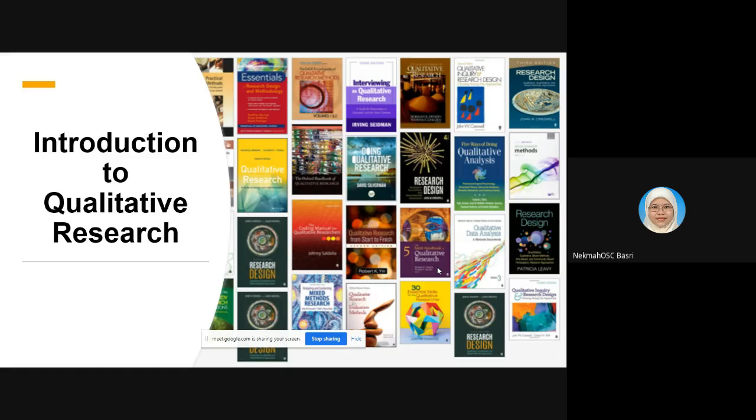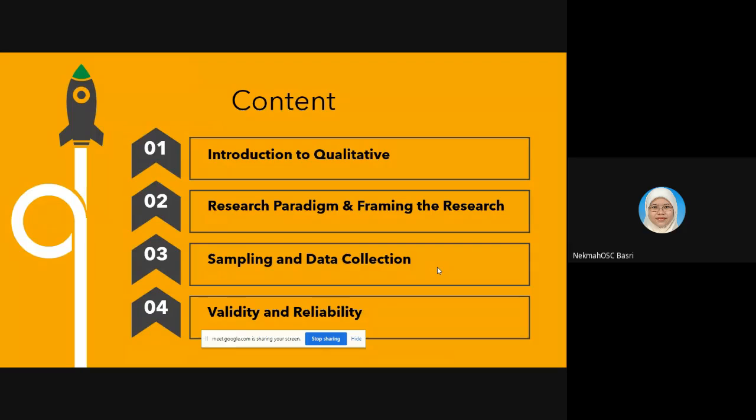So today my topic is about introduction to qualitative research. There are 4 contents today. First, introduction to qualitative. Secondly, research paradigm and framing the research. Third, sampling and data collection. And finally, validity and reliability.